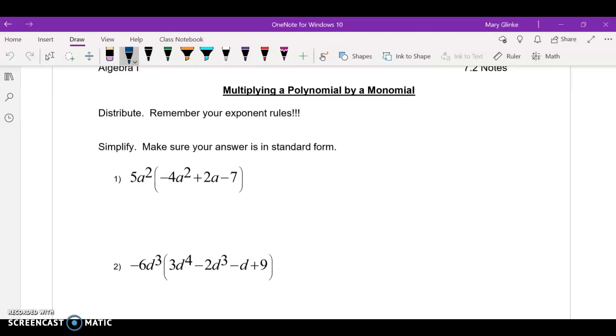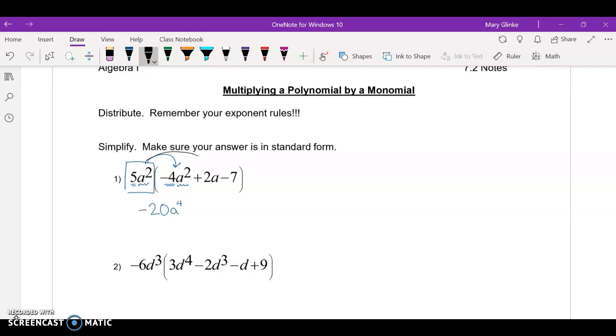So for this first one here, we're going to take 5a squared, and we're going to multiply it by each term that's in the parentheses. So when we multiply this, we're going to take the numbers out in front and multiply those. And then for the a's, because we are multiplying, our exponents are going to change. So we're going to do 2 plus 2 for our exponents. So when multiplying, multiply the numbers out in front and you're adding your exponents together.